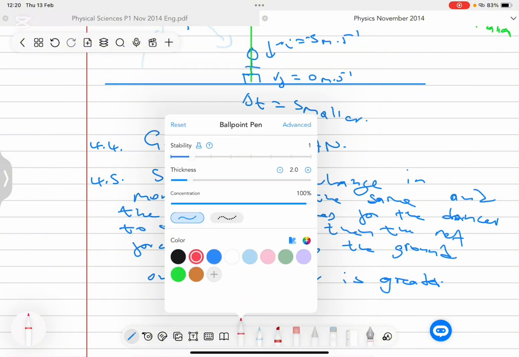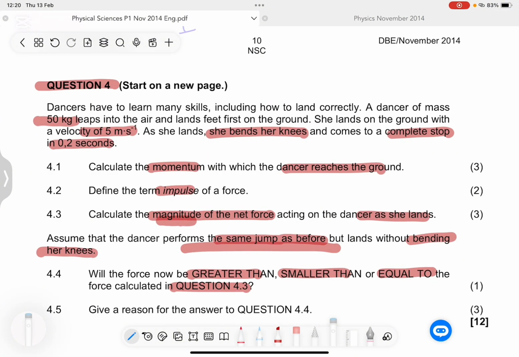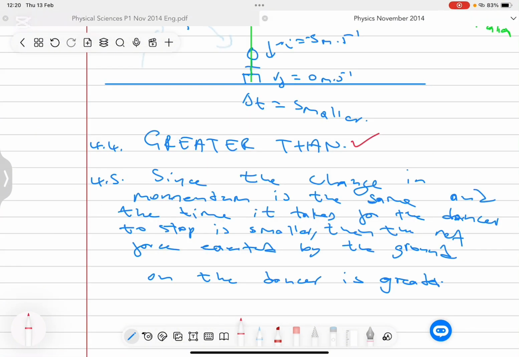That's how you'll answer that question. These two questions will come out for 1 mark each, because here you just write greater than. And here they will mark the fact that you acknowledge that the change in momentum hasn't changed. It's still constant. It's the same as the previous change in momentum. This is to say you understand that the jump is still the same. But also what has changed here is the time. So the time has changed, which gives you a mark, and therefore the net force should be greater. They'll give you another mark for saying the net force should be greater.